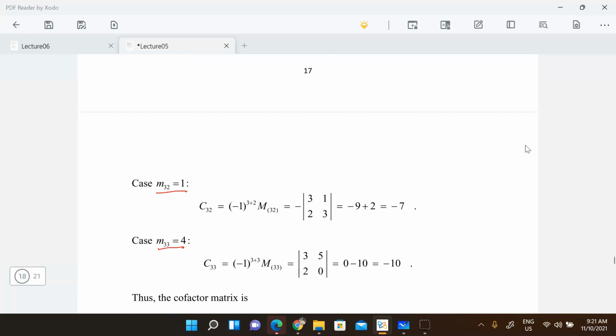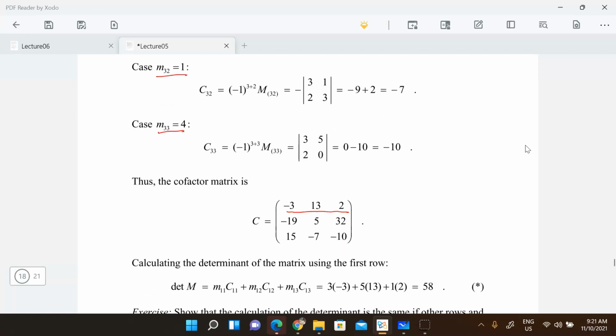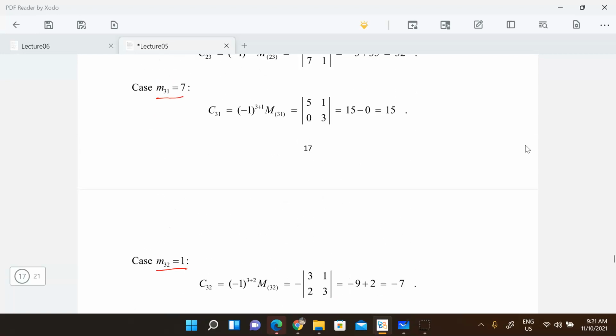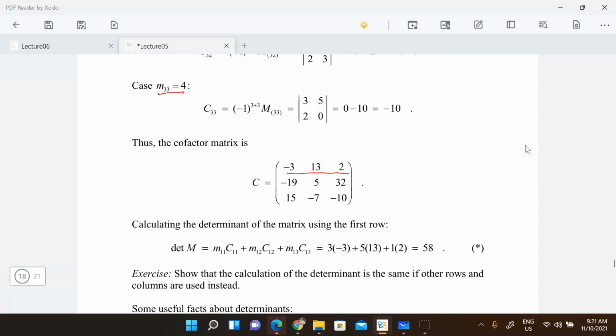So you probably want to check the notes as well. Okay, so that will be a minus 19, 5, 3, 2 there, and then the last 3 would be 15 minus 7, minus 10.